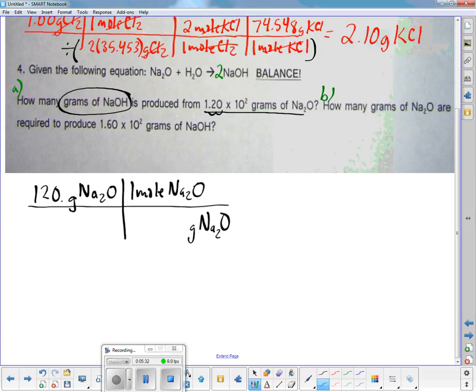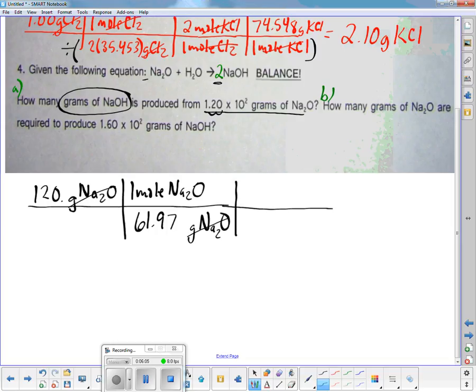So sodium is 22.99, so times that by 2 plus 15.99 for oxygen. 9.7? Okay, so at this point we can cross out grams of Na2O. We're now in moles. And at this point we can go to our equation because we are in moles. And we're going from here to here. So we want to get rid of the Na2O.